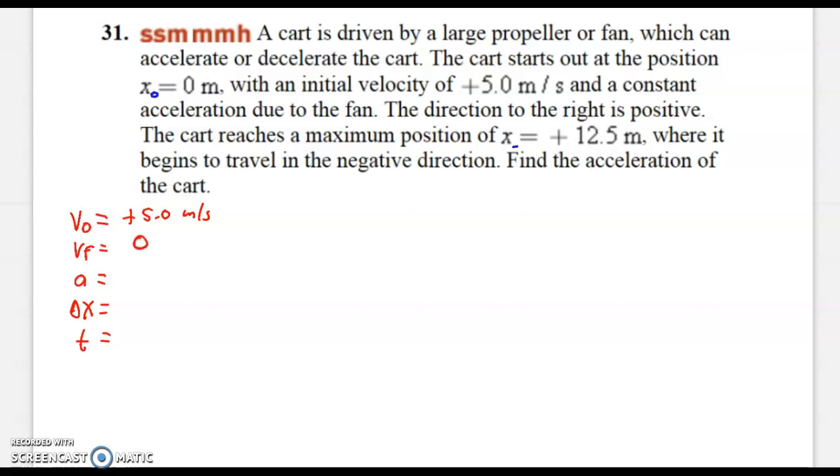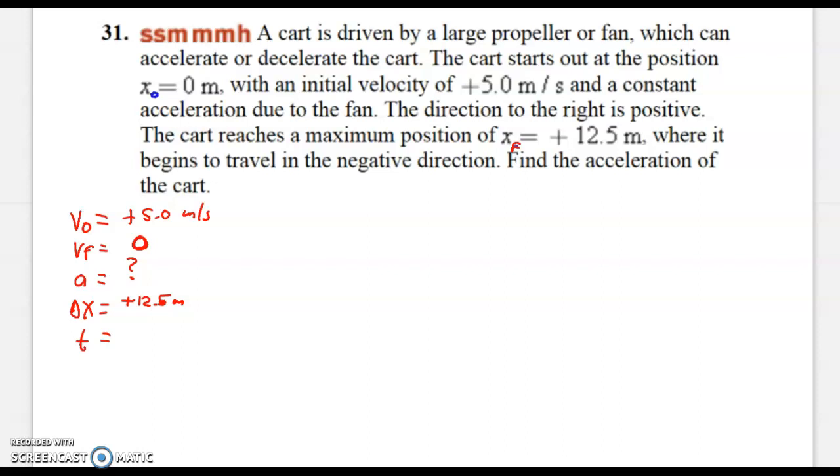My final velocity, I had to think about that, but it was 0 because that's where it stopped. I don't know the acceleration, that's what they're asking for. And my displacement, well, I started off at 0 and I went to a final position of 12.5. So my change in position was 12.5 meters to the right. Now, had I started at some other position, then it might have been different. Maybe if I'd have started off at an initial position of positive 1 meter, then the displacement would have only been 11.5 to the right. Time's not involved in this problem.